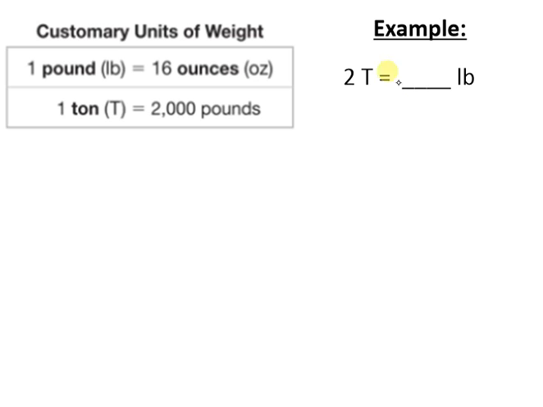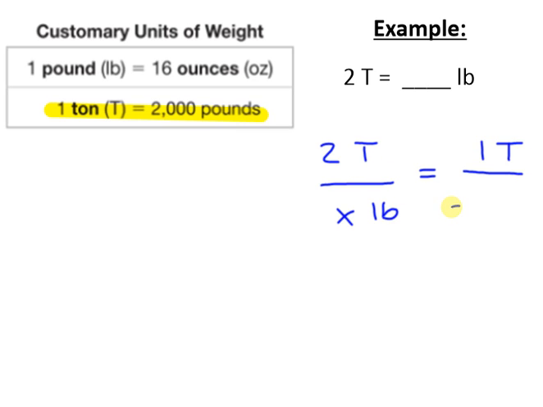All right, our next one. 2 tons equals how many pounds? So 2 tons over x pounds equals. Here's our conversion chart. Which row in the conversion chart talks about tons and pounds? That's going to be the last row right here. 1 ton equals 2,000 pounds. So 1 ton goes on top because I had tons on top over here, and then 2,000 pounds on the bottom. Let's go ahead and solve.